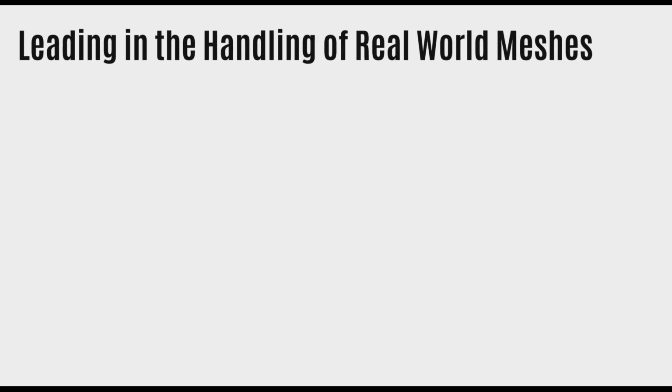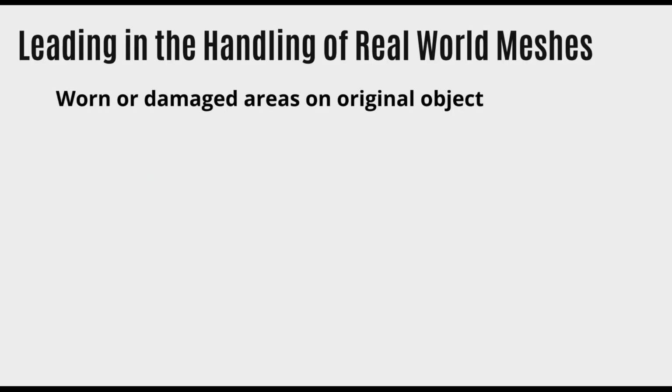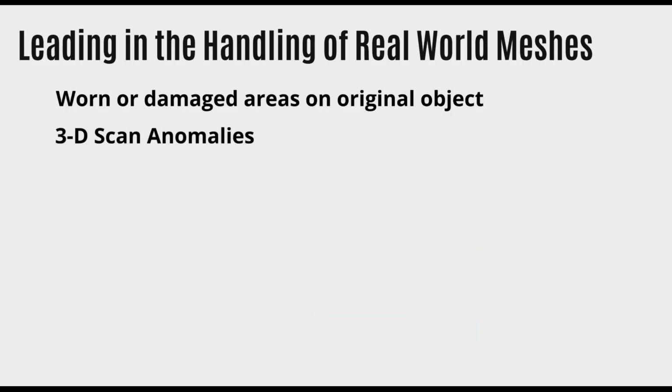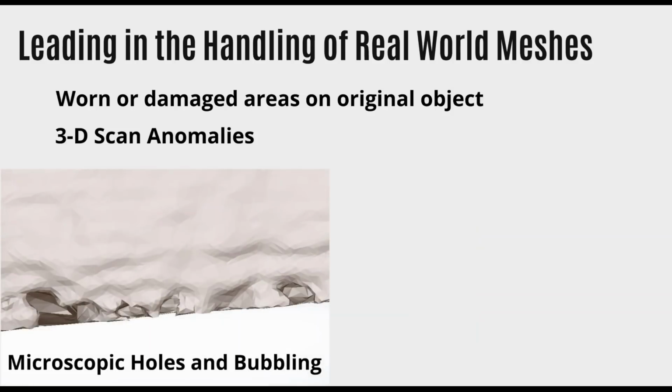And we also have a lot of tools in there to help you deal with the real world problems that you come across when you get scan meshes. One of the things that you can have is worn or damaged areas on the original object. So the object itself could have issues even before you scan it. You could have 3D scan anomalies. For example, there could be microscopic holes and bubbling here along this edge.